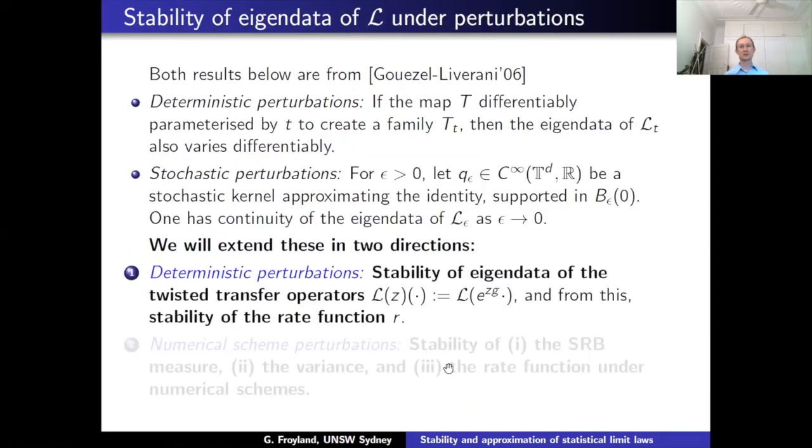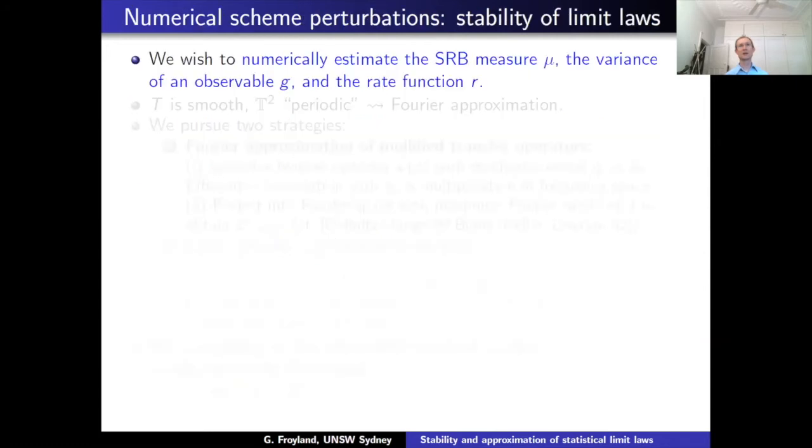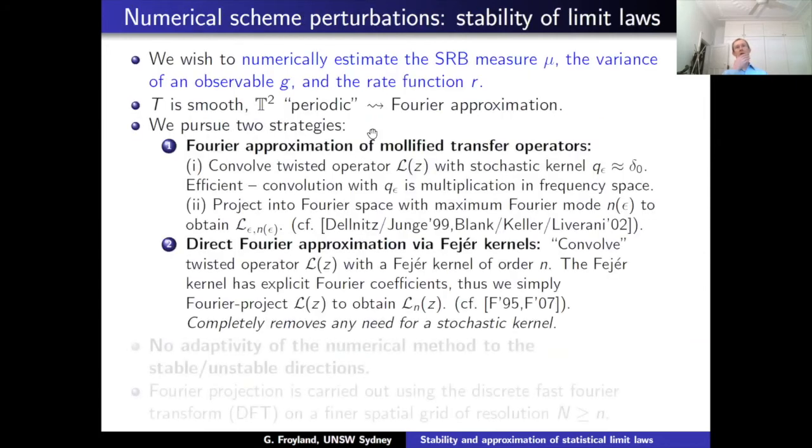And I guess let me just focus on this very last point here. What we can show is stability of the SRB measure that I talked about right at the beginning of the talk. And again, the variance and the rate function for our numerical schemes. What are our numerical schemes?